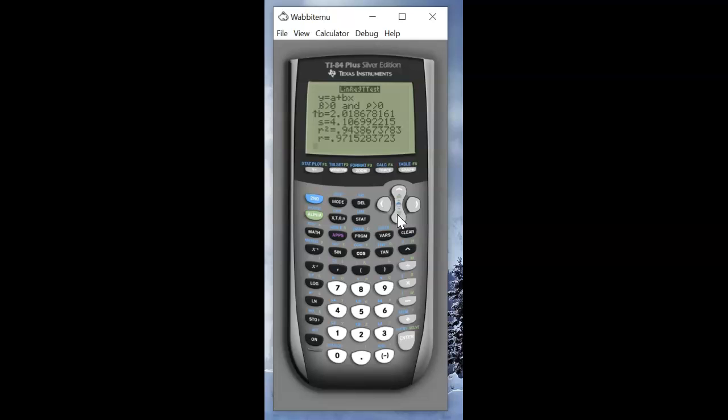But notice whether you run a confidence interval or a significance test, if you have the raw data in both of those, it will give you your a plus bx as well as your r squared, and your s that you would have seen in a computer printout.